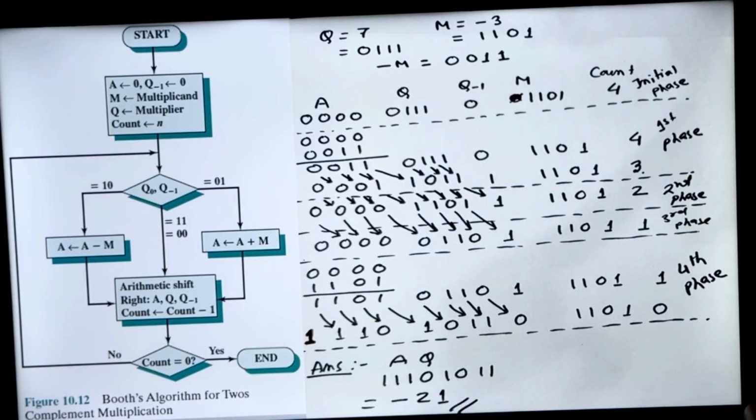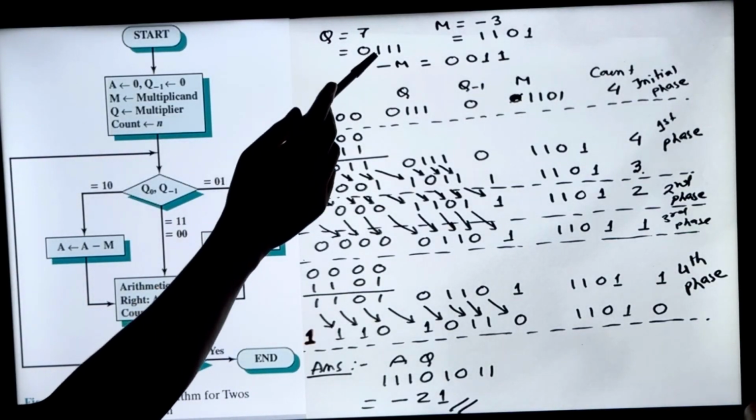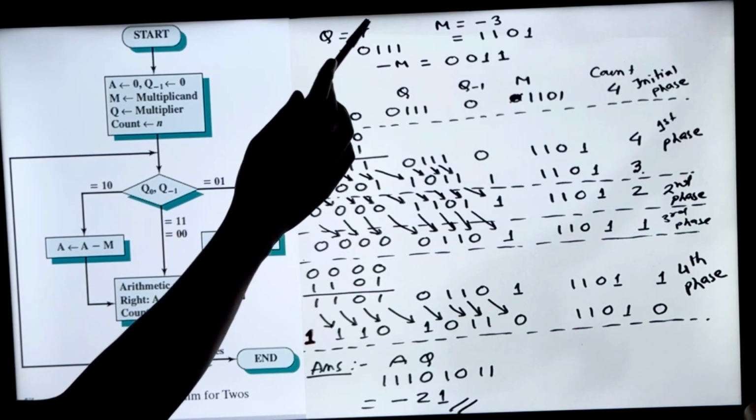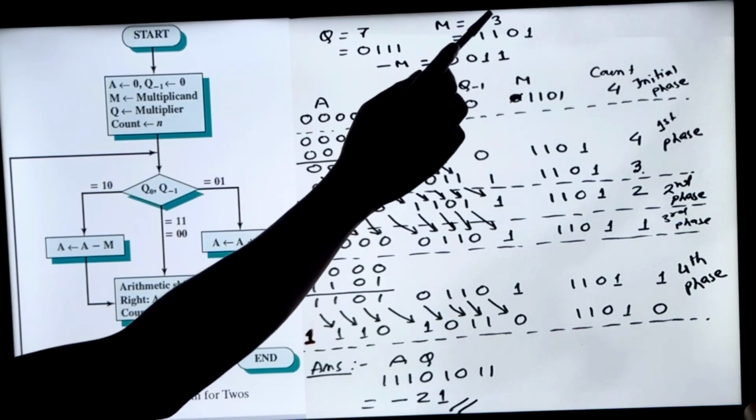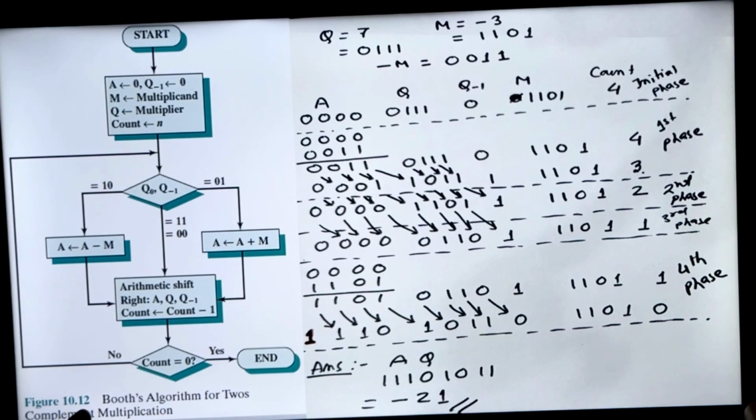So I am taking one example here. Say I have a multiplier 7 and multiplicand -3. I can now multiply signed numbers also, right? We are using Booth's algorithm. This is not limited to unsigned. We can use signed numbers also. So 7 into -3 we will do.